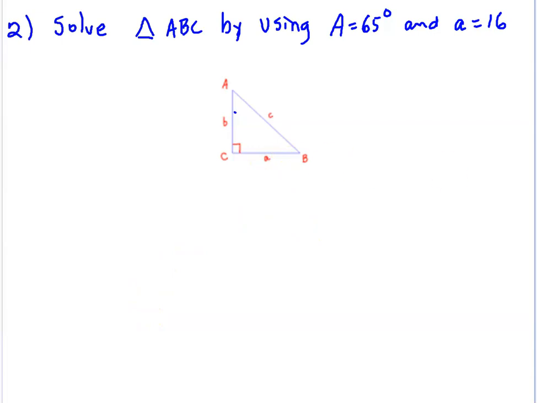Okay, so this time on number 2, we're given an angle measurement. Angle A is 65 degrees, and we're given the side A is 16 units. And so now we got to find sides B and C and angle B. So let's just go ahead and do our angle B first. That'll be pretty simple, because once again we can just start with 180 degrees and subtract off the 90 degrees, subtract off the 65 degrees, and that gives us an angle B measurement of 25 degrees.